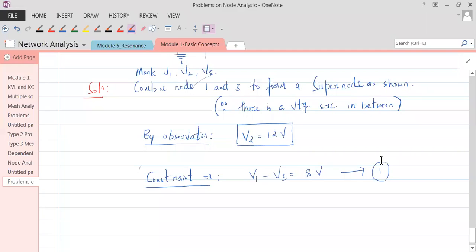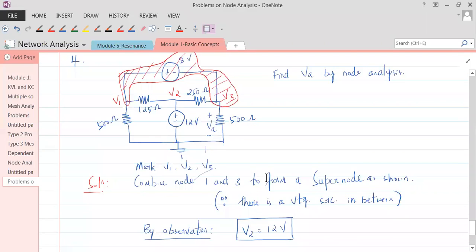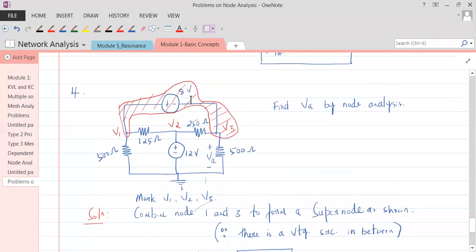Now we are just having one equation, but how many unknowns are there? 2 unknowns are there. We need another equation. From where can we get another equation? We can get another equation by applying KCL to the supernode. Everybody understand that? So let's write KCL to the supernode here. KCL to the supernode. How many branches? Let me explain that.